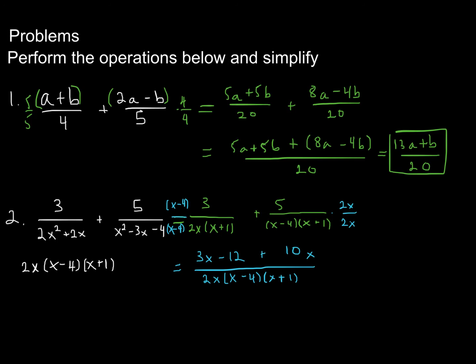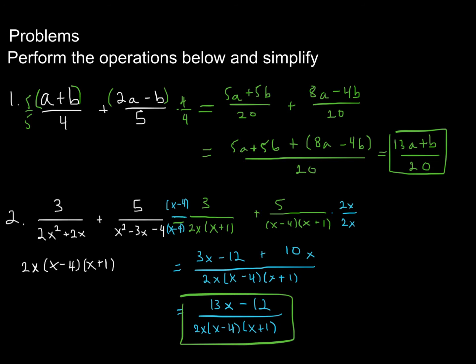Adding some like terms in the numerator to simplify will give me 13x minus 12 over 2x times x minus 4 times x plus 1. And there is my completed answer. Notice that I've left my denominator in factored form. And to show you why I did, I want you to quickly figure out the domain of this expression.